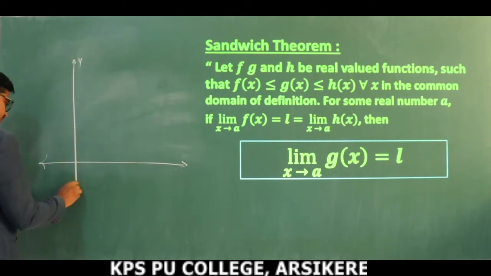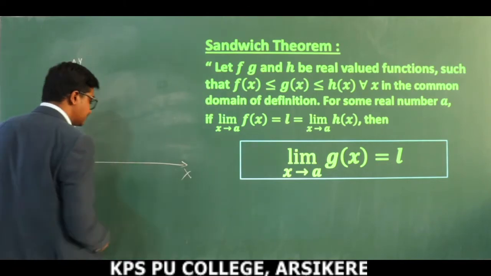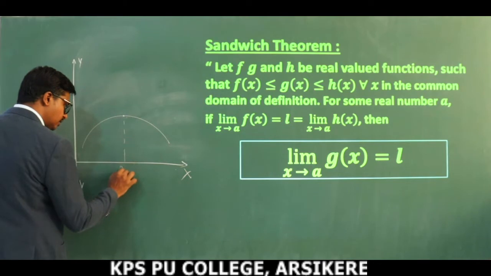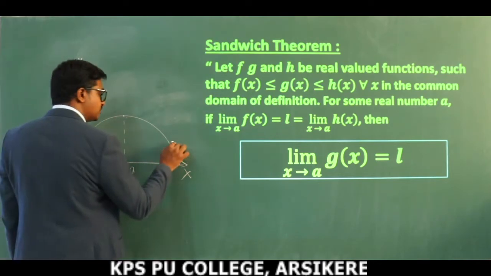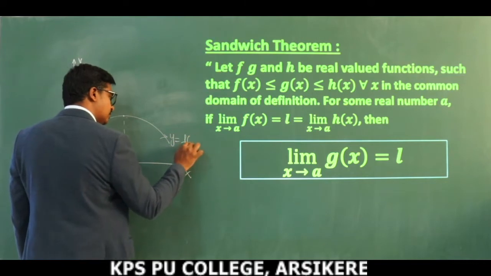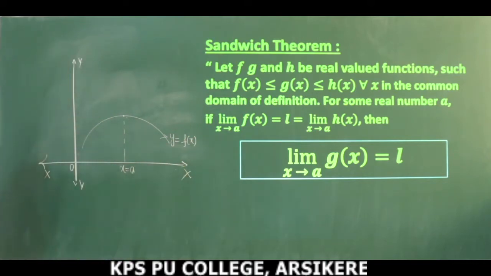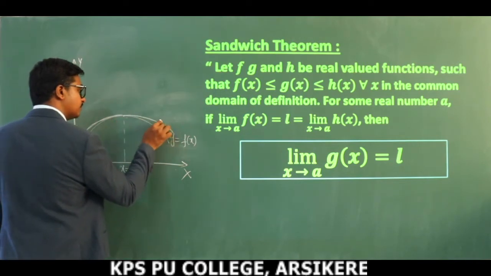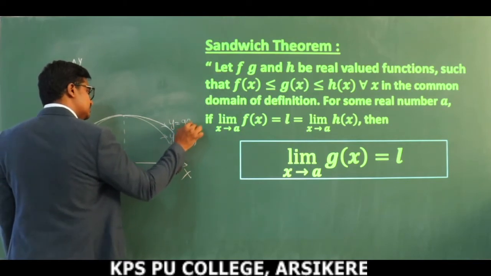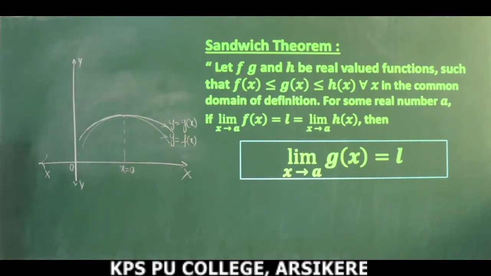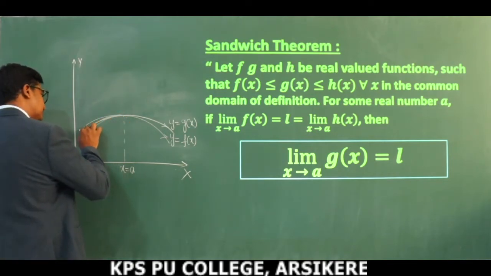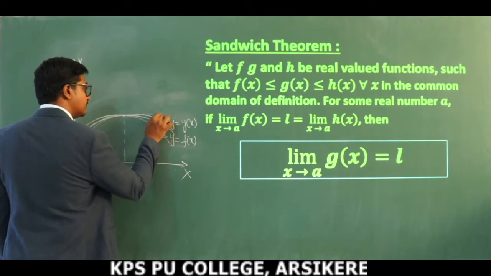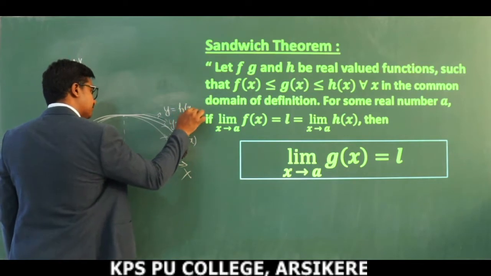Let's observe a diagram for this explanation. This is the y-axis, this is the x-axis. Here we have some function. This is the point x is equal to a. This is called the function y is equal to f of x. And we have another one, y is equal to g of x. And we have another function, y is equal to h of x.